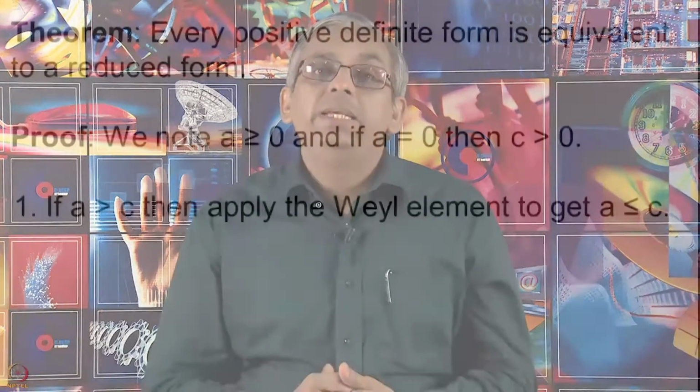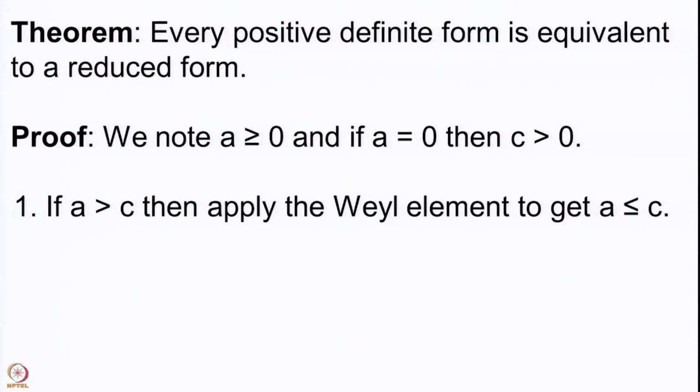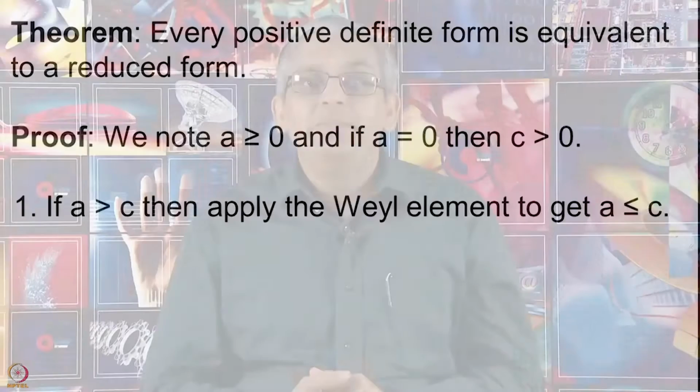Okay. Now, we try to arrange so that A becomes less than or equal to C. The problem may be that A may be bigger than C. So, if your A is bigger than C, these are both non-negative numbers. If A is bigger than C, then we apply the Weyl element, which will change B to minus B, but it will give you that now A is less than or equal to C. It will not be equal because we have A strictly bigger than C. So, A is less than C.